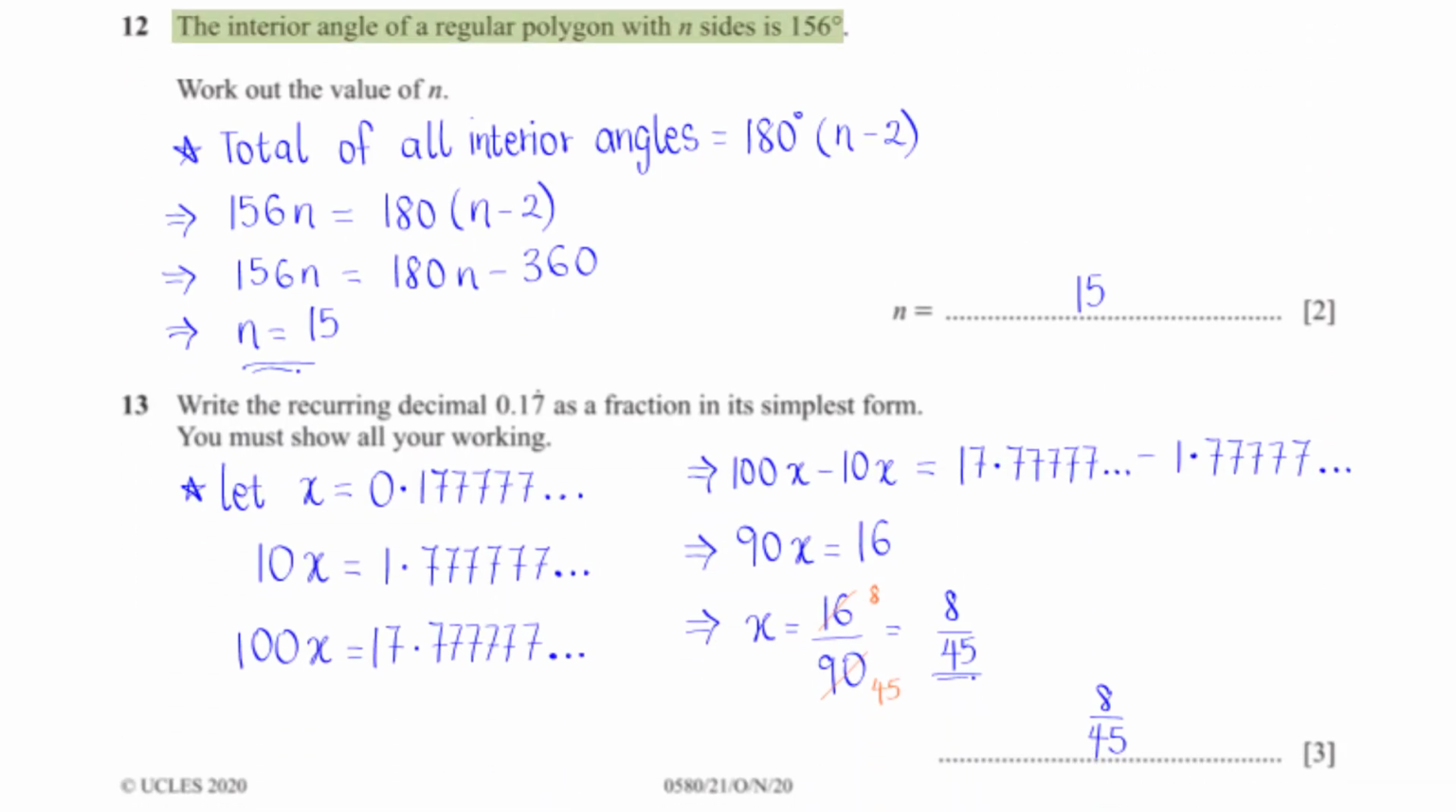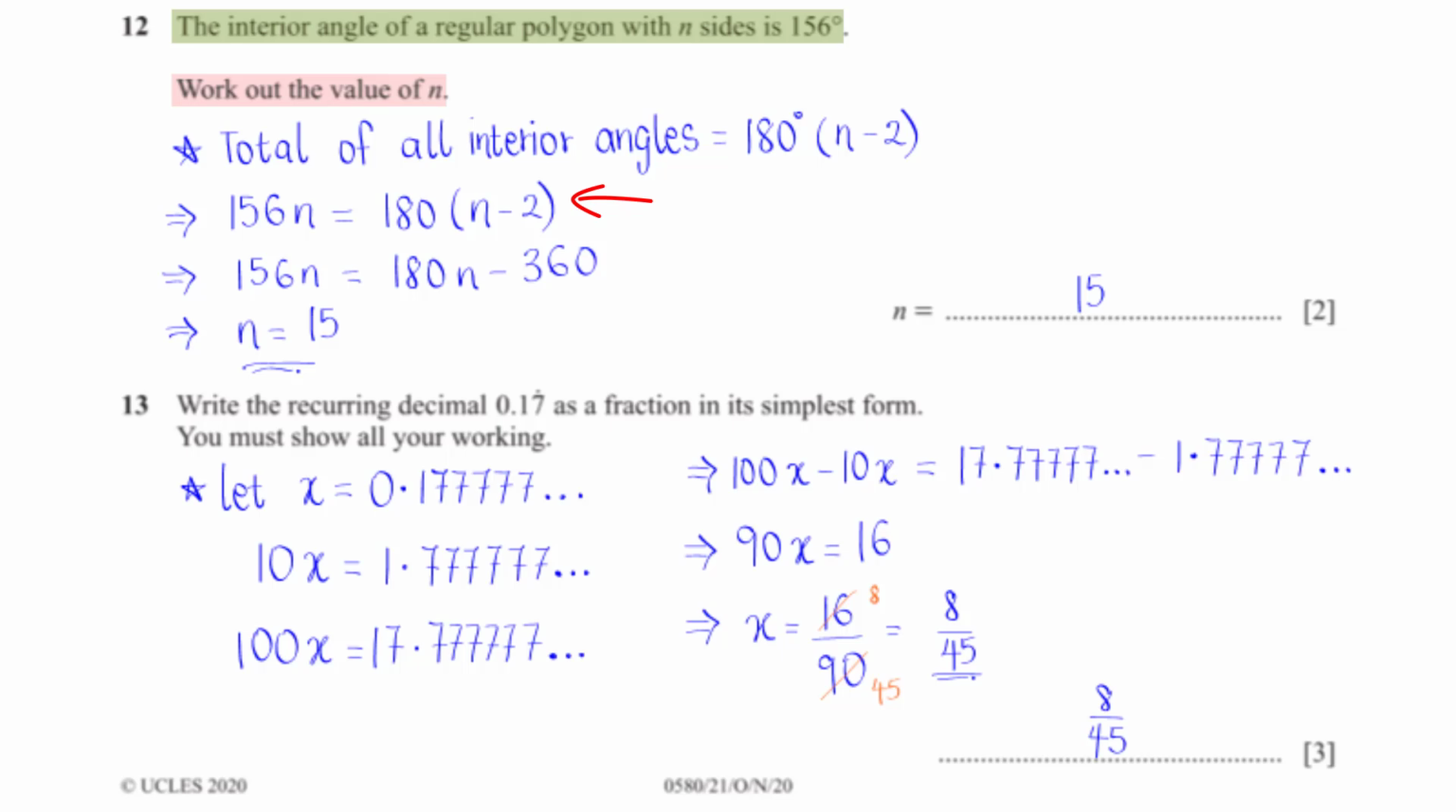The interior angle of a regular polygon with n sides is 156 degrees. Work out the value of n. The formula for finding the sum of all interior angles is 180 degrees times (n minus 2), where n is the number of sides of the polygon. In the question, we've been given the size of one of the interior angles in the regular polygon, and this is 156 degrees. Since we are dealing with a regular polygon, the sum of all the interior angles will be equal to 156 times n.